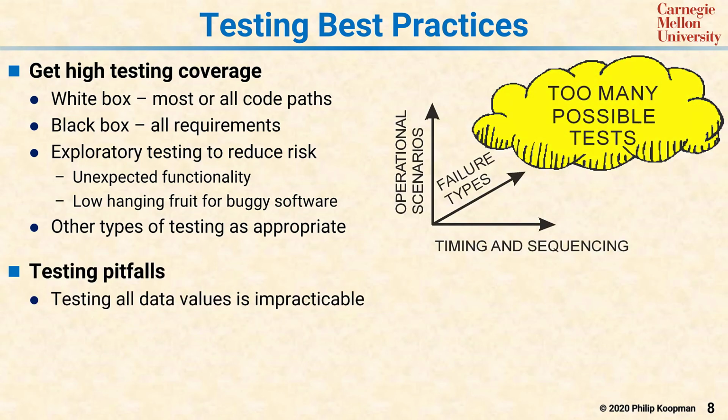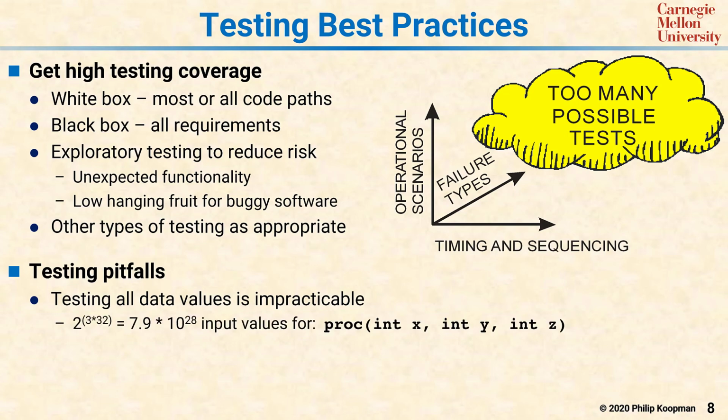There are a number of testing pitfalls, and the big testing pitfall is that there are too many timing and sequencing combinations, failure types, and operational scenarios for you to ever get perfect coverage. It's just not going to happen. And if you don't believe that, let's take a look at an example. Let's say you have a procedure that takes 3 32-bit integers. And the question is, how many tests to test that procedure?